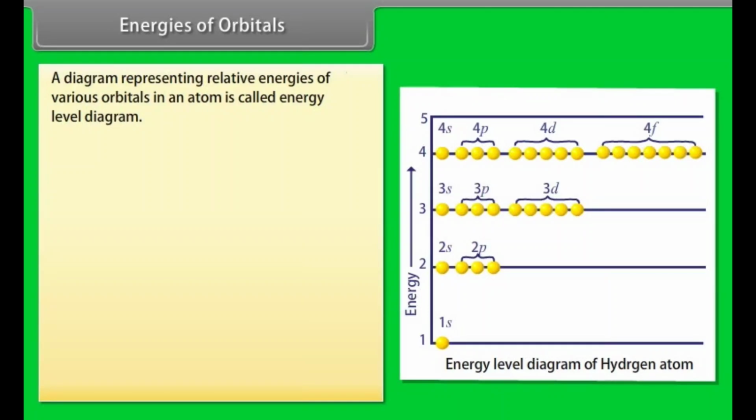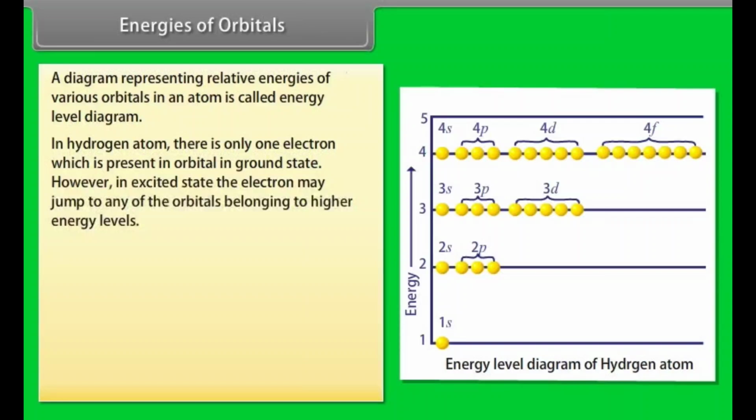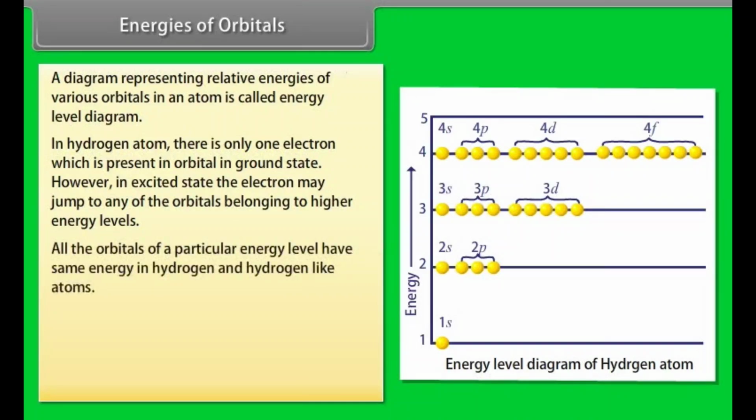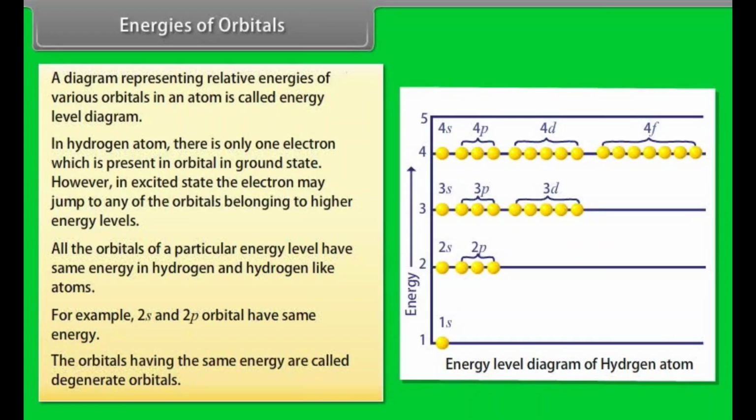Energies of orbitals. A diagram representing relative energies of various orbitals in an atom is called an energy level diagram. In a hydrogen atom, there is only one electron which is present in the 1s orbital in ground state. However, in excited state, the electron may jump to any of the orbitals belonging to higher energy levels. All the orbitals of a particular energy level have the same energy in hydrogen and hydrogen-like atoms. For example, 2s and 2p orbitals have the same energy. The orbitals having the same energy are called degenerate orbitals.